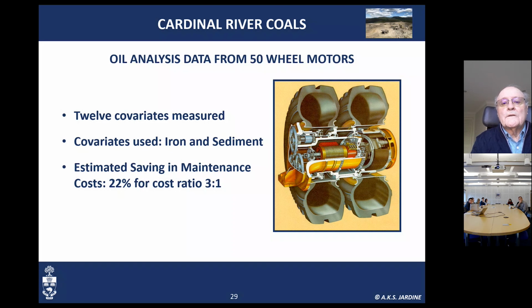And this is the result from that coal mine, with 50 wheel motors to analyze. 12 measurements were being taken. The key risk factors were iron and sediment. There was an estimated cost savings of 22% compared to present practices. In their case, the cost ratio is 3 to 1. The reason it was 3 to 1 is that failure replacement caused some consequential damage. That's why the cost of changing out under failed conditions was more expensive than changing out under preventive conditions.